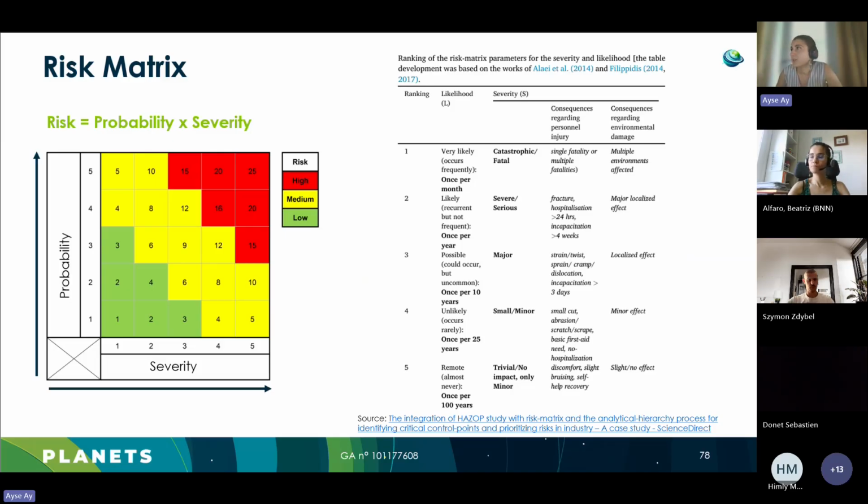And in HAZOP, you can define your own ranking or your own likelihood. For example, I can say 5 per month, I can rank it as a 1, but for some other person or some other process, you can define 1 as once per 10 years. But in the end, you should report it. And we are talking about how likely it is, how bad it can be, and then we are finding the risk number here.